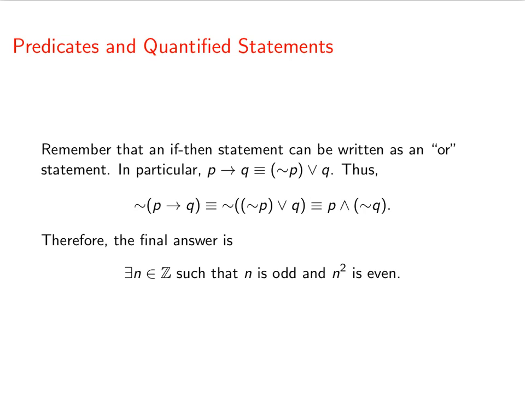That means our final answer is going to be there exists n in the integers such that n is odd and n squared is even. You should notice that this part here, that's the negation of the end of the original statement. The original part had n squared is odd. Now this gets negated into n squared is even.